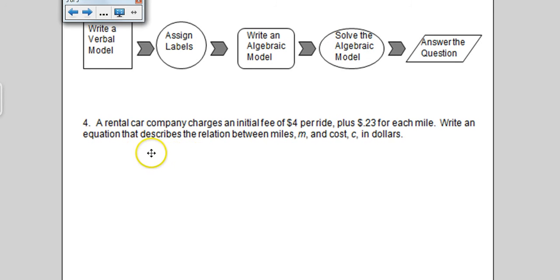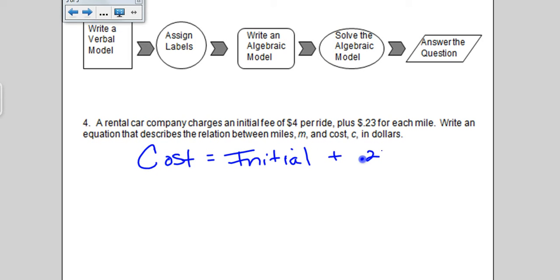So let's think about our total cost. Our total cost for our rental is going to be the initial fee, which they have to charge everybody. And then let's say our 23 cents times the number of miles. Well, let's fill in what we know. Cost is C, I don't know that. Our initial fee is $4. And then 23 cents, they don't tell me the number of miles, but they want me to use the variable m. And I think we're done.